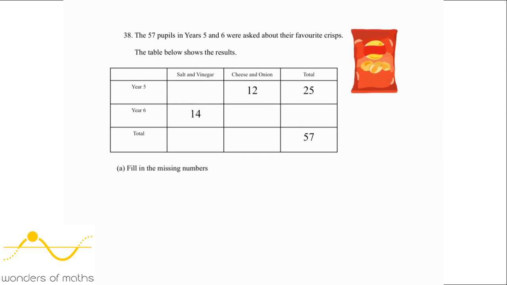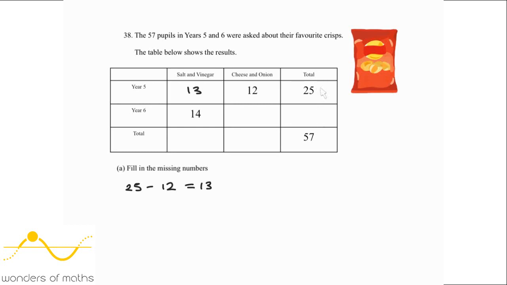Let's start off with this row. We can see that there are 25 students in Year 5 in total, and of those 25 students, 12 of them chose cheese and onion. The missing piece of data here is the number of students who preferred salt and vinegar. We know that the data for the total number of students is the sum of those who chose cheese and onion and those who chose salt and vinegar. Therefore, to calculate the number of students in Year 5 who chose salt and vinegar, all we need to do is subtract 12 from 25. Which gives us 13 students.